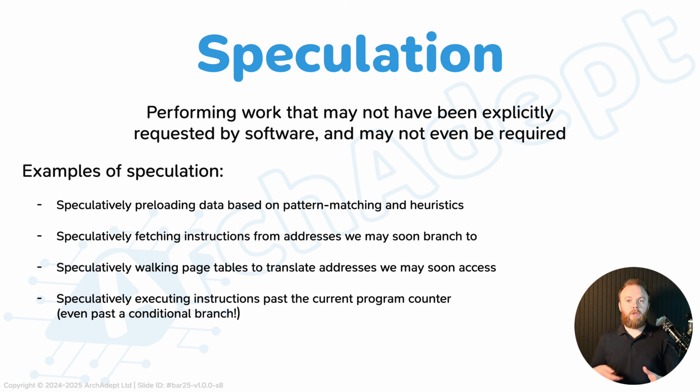And as we saw, this kind of preloading of data based on pattern matching and heuristics is just one form of speculation. Other forms of speculation include speculatively fetching instructions from addresses that the CPU thinks we may soon branch to, speculatively walking the page tables to translate virtual addresses that the CPU thinks we may soon need to access, and even speculatively executing instructions past the current program counter in an attempt to keep the CPU pipeline as well utilized as possible, including speculating as to whether or not a conditional branch is taken before we actually know the result of evaluating that conditional branch.